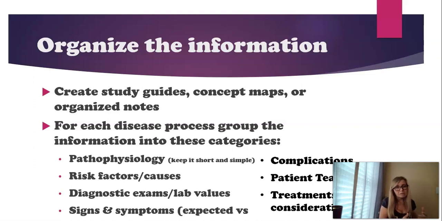Meaning, signs and symptoms expected means when I walk into the room, I got a report that this patient has Parkinson's. Okay, I'll keep using that. When I walk in the room, I expect to see maybe a mask-like face. I expect that patient to shuffle his feet when he walks to the bathroom. I expect cogwheel rigidity. I expect pill rolling. I expect to see all these things. It's no big deal. That's what you get when you have Parkinson's.